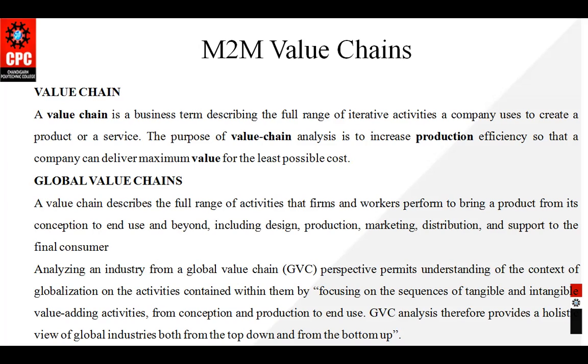Then come the global value chains. The value chain describes the full range of activities that firms and workers perform to bring a product from its conception to end use. When we talk about a global value chain, that means the idea is adopted globally and is not restricted to a certain industry or certain organization. This can include design, production, marketing, distribution, and support to the final customer.